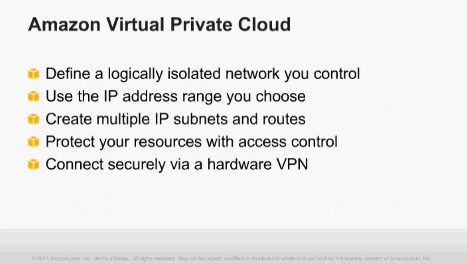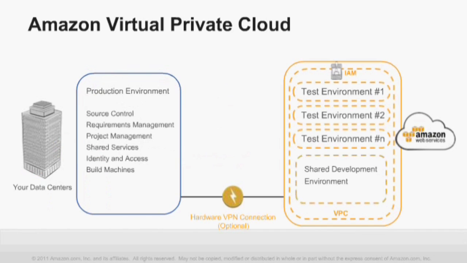And to look at this visually, here in your production on-premises environment, you might continue to have your source control, your requirements management, project management software, shared service, build machines, and so on. Then using that hardware VPN connection, which is optional, it's not required, you can still use the AWS cloud and VPC without having to do that. Inside the AWS cloud, you might have a shared development environment. You might have some build infrastructure there if you choose to do that.